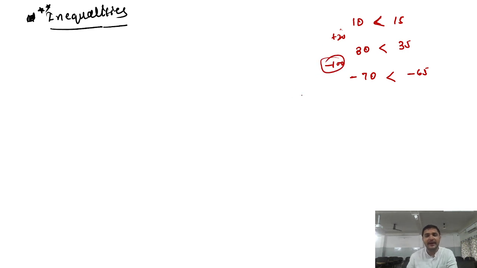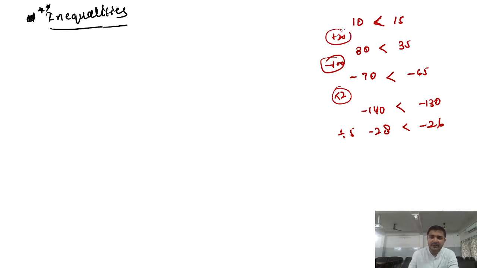Okay. If I'm multiplying by 2, we get minus 140, minus 130. For obvious reason, minus 130 is greater. If I'm dividing it by 5, what I'll be getting? Tell me. Minus 140 by 5, that is minus 28, and here we'll be getting minus 26. So again, minus 26 is greater, right? Look, addition, subtraction, multiplication by a positive number, division by a positive number, the inequality orientation still remains intact.